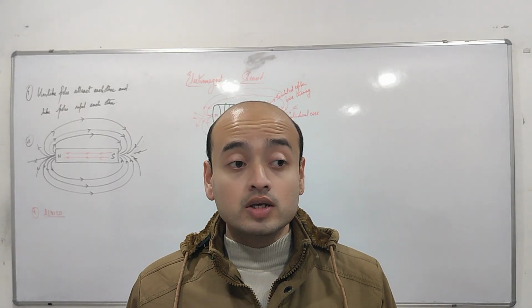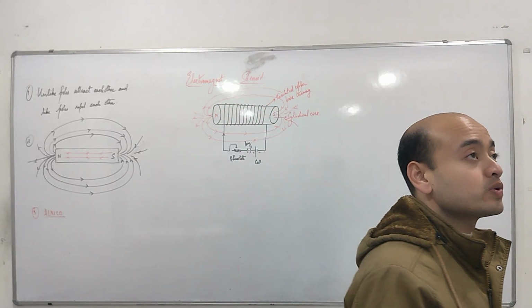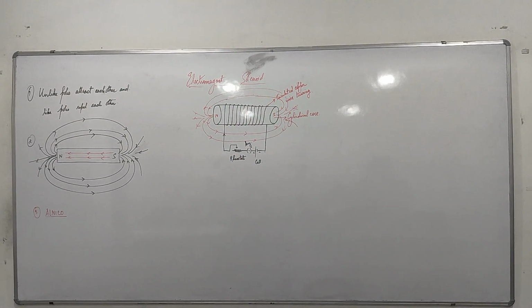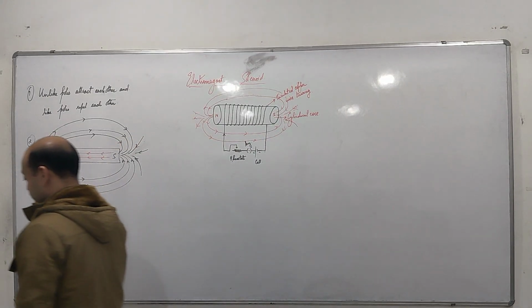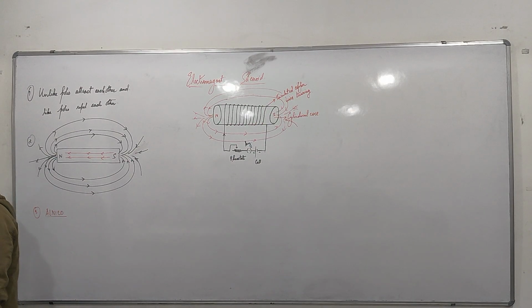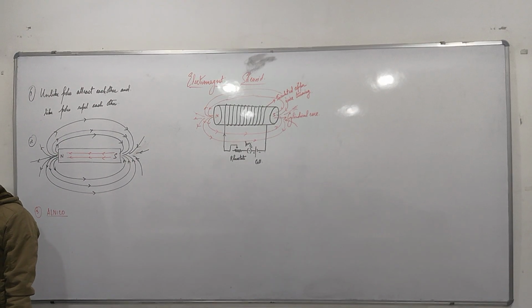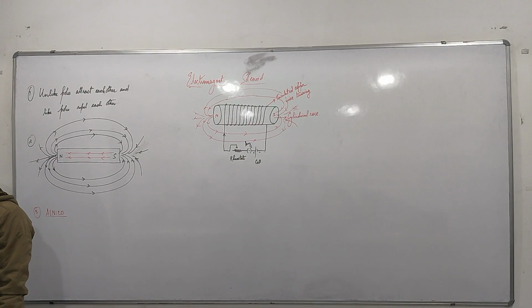Now, there is a very famous experiment known as the Oersted's experiment. Using which it was shown that whenever current flows through a wire or any current carrying conductor, it produces a magnetic field. So write down the next point. Oersted's experiment.